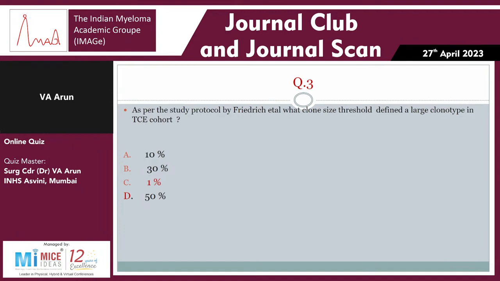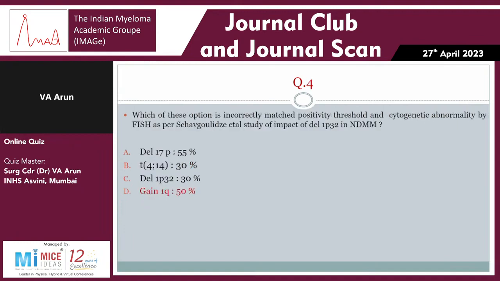The fourth question was from the journal scan, which was presented. The thresholds here was uniformly 30% for everything other than deletion 17p. For deletion 17p, it was 55%. For the rest of the cytogenetic abnormalities, the threshold was 30%. So gain 1q was not 50%, but 30%.